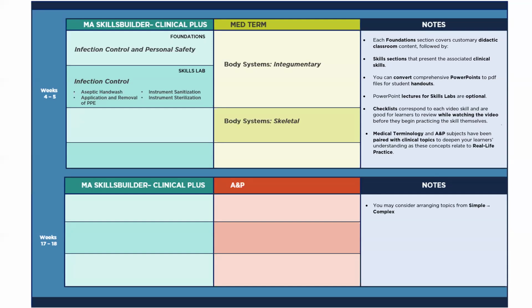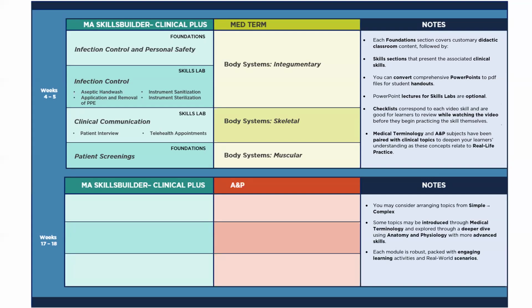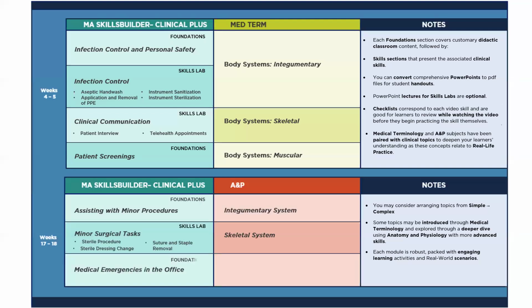Next, we've paired medical terminology and A&P subjects with their clinical topics to deepen your learners' understanding. So this is an example of moving from a simple to complex method where you might do integumentary, then musculoskeletal and med term. And then when we begin to explore more advanced skills like assisting with minor procedures and surgical tasks, we then might have them engage in that same content. So let's revisit it. It's important. Let's revisit it with a deeper dive with A&P.